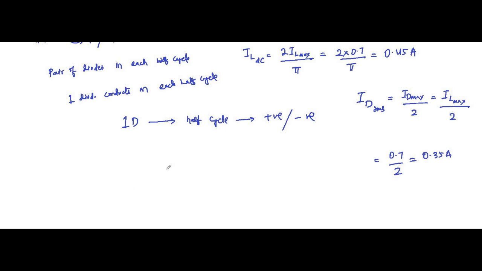So the power dissipated in each diode is equal to the diode RMS current squared multiplied by the diode forward resistance, which is 0.35 whole square into RF, which is 1 ohm. That is equal to 0.123 watts. That is the power dissipated in each diode.